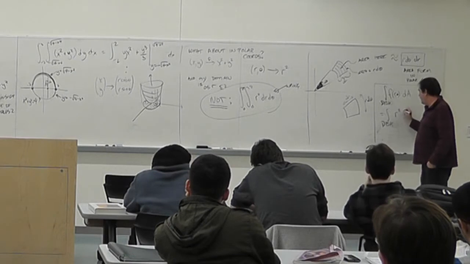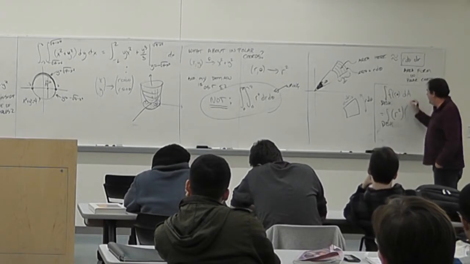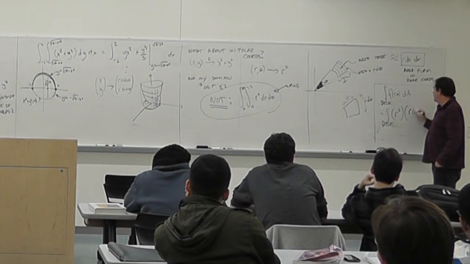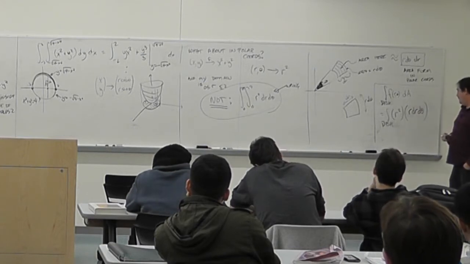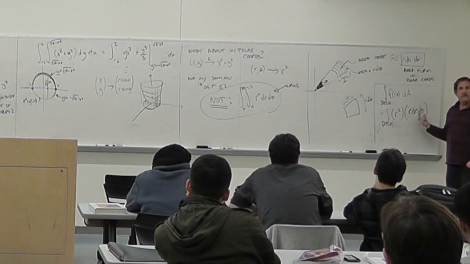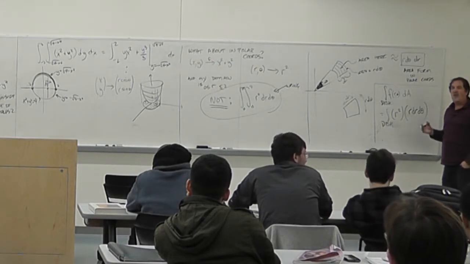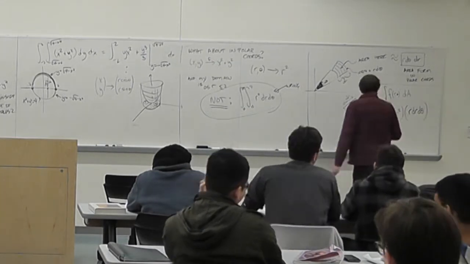Of r squared, that's my function, and then dA is r dr d theta. Maybe I should write r d theta dr, but it sort of rolls off the tongue easier to say r dr d theta. Because it's like RBRBR.